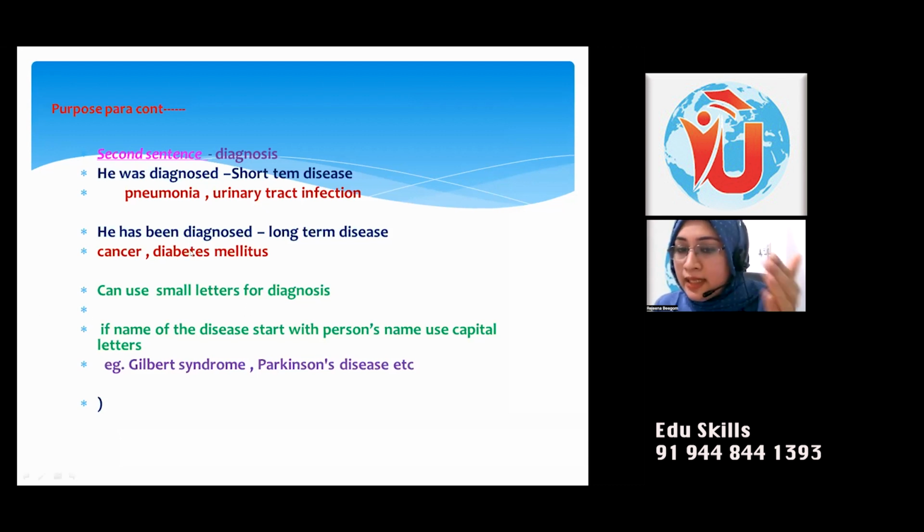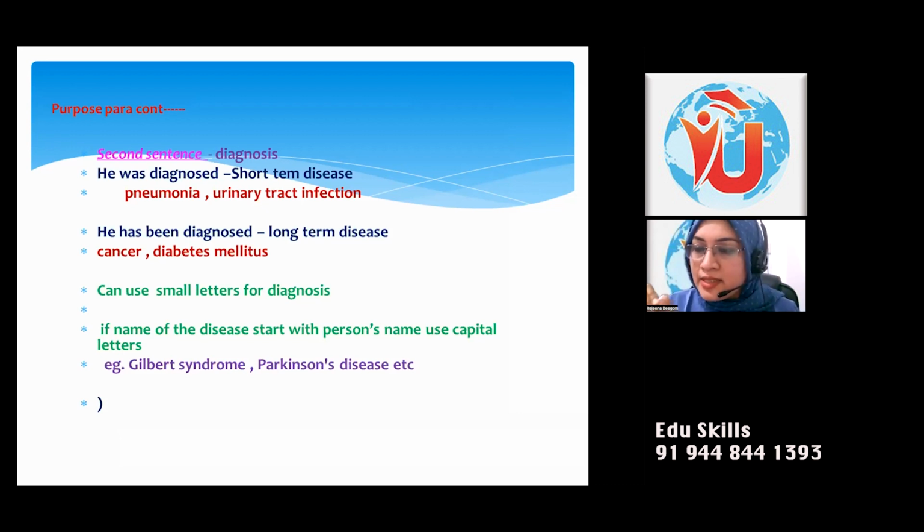Then sometimes, we need to write he has been diagnosed. Okay, that is for the long-term diagnosis. What is a long-term diagnosis? For example, cancer, diabetes mellitus, which cannot be completely curable. It needs long-term care. So in that case we can put he has been diagnosed with diabetes mellitus, or he has been diagnosed with multiple sclerosis. There are many diagnoses which you know. I know that you know about that, so you can use wisely he was diagnosed or he has been diagnosed.